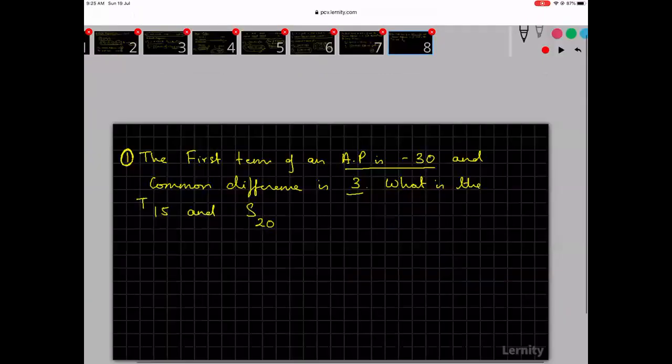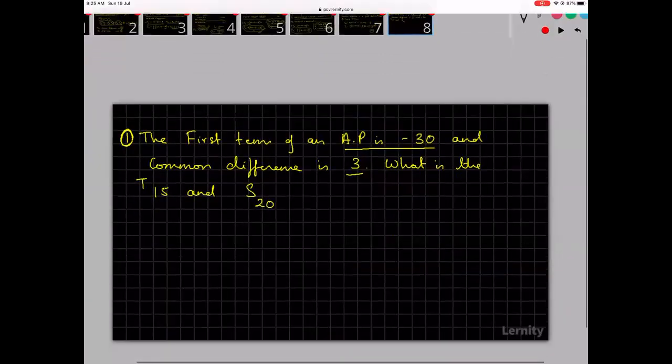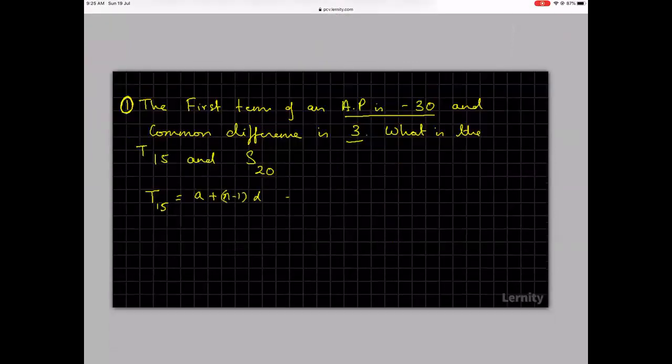Okay, T15 is equal to a plus (n minus 1) into d. So that will make it minus 30 plus, I want the 15th term, so 14 into 3. 14 into 3 is 42. 42 minus 30 is equal to 12. So T15 is equal to 12.